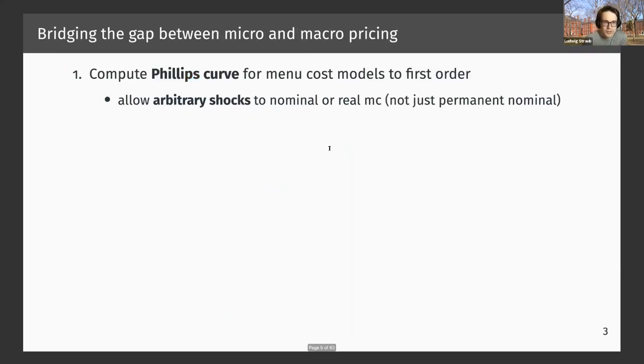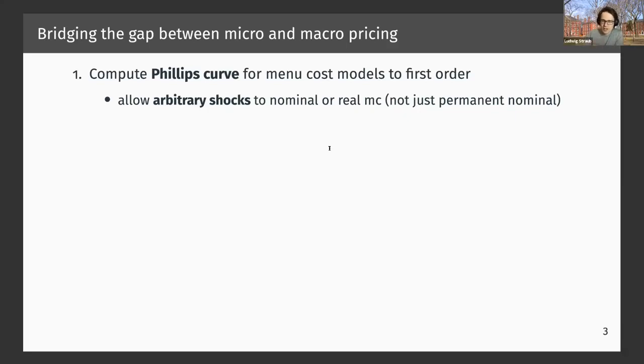Okay, so we're going to do that in 4 steps. The first thing we're going to do is something that a few people have done. Namely, we're going to actually compute the Phillips curve for menu cost models to first order. And when I say Phillips curve, let me remind you, right? We're thinking really hard about the relationship between real marginal cost and inflation, as you typically use it in DSGE models. And we're going to compute the Phillips curve in a way that allows arbitrary shocks to the real marginal cost.